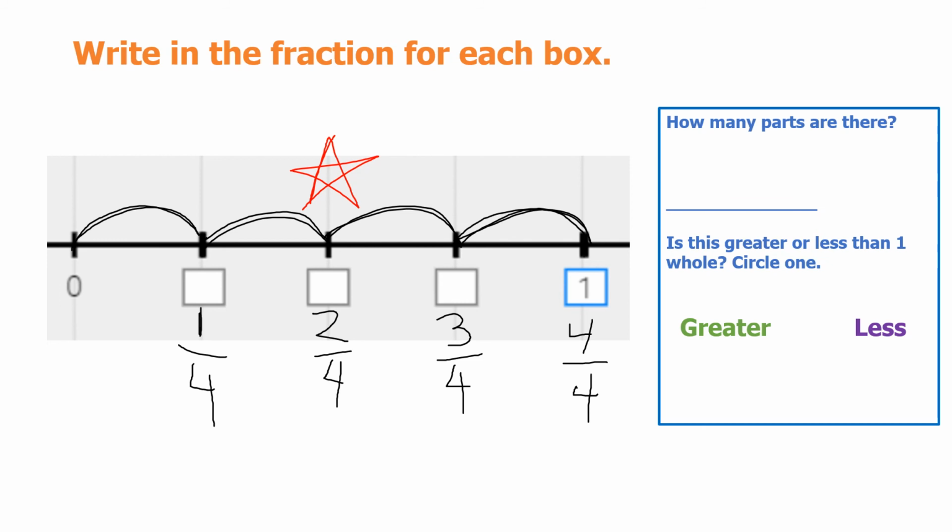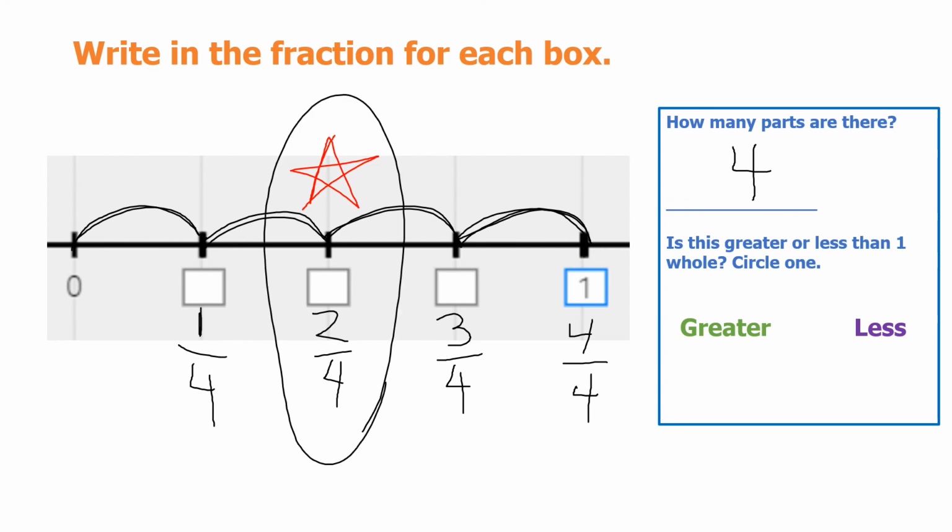If I'm looking back and I want to know how many parts there were, there were 4 parts. So is this greater or less than 1 whole? If I'm looking at the star, it is 2/4. Well, that is less than 1 whole, because 1 whole would be 4/4. So if I'm looking specifically at this spot right here, I would have to say that it is less than 1 whole.